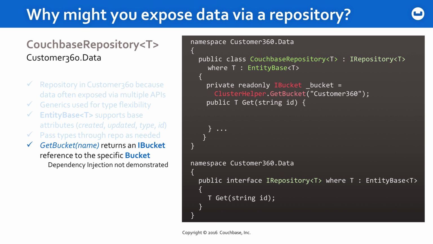Now, the core action with Couchbase from a code standpoint is through your bucket. We've already looked at Cluster Helper, and here you see it has a getBucket method that allows you to get a reference to one of the buckets that you've configured, as you saw earlier in the course. And that's going to be held locally here in our repository, typed as an IBucket.